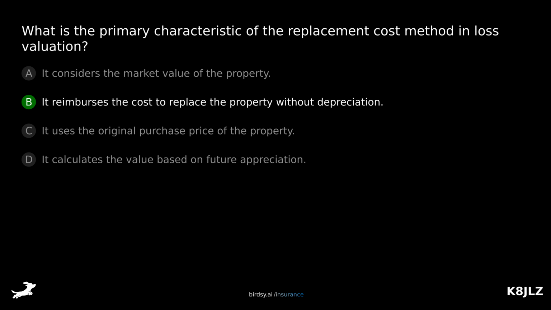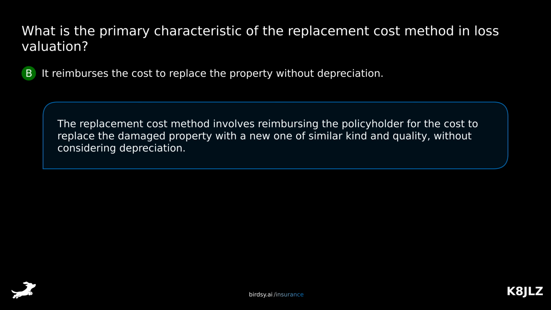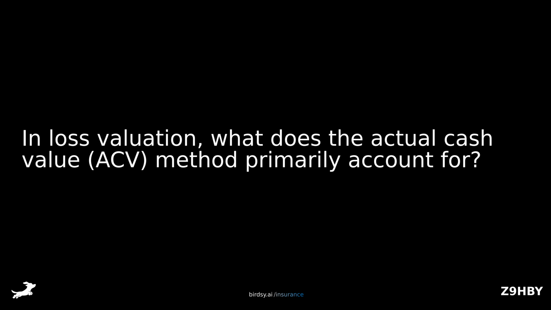The answer is B, it reimburses the cost to replace the property without depreciation. The replacement cost method involves reimbursing the policyholder for the cost to replace the damaged property with a new one of similar kind and quality without considering depreciation. In loss valuation, what does the actual cash value method primarily account for?